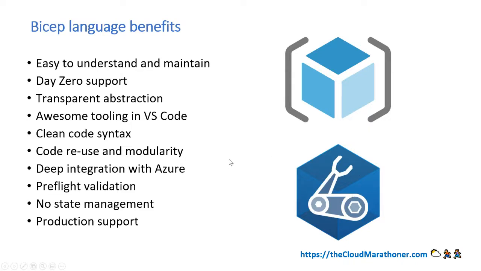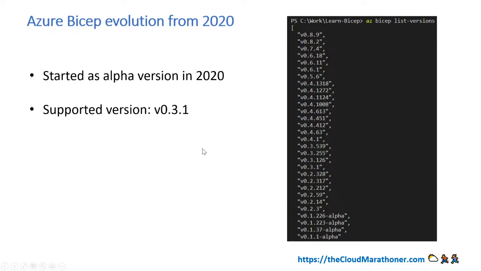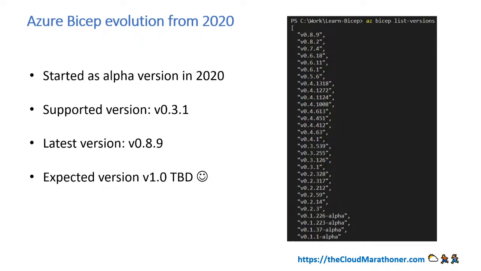So let's move forward. On Azure Bicep evolution, I mentioned that it started in 2020 as an alpha version. It was announced, I believe, in an Ignite session. And then it starts its evolution, as you see on the right side. If you just go and install Azure Bicep and run this command, you would see all the versions. But again, official support starts from version 0.3. Now we are on the latest version 0.8.9, and the stable version 1.0 is expected later, hopefully this year.